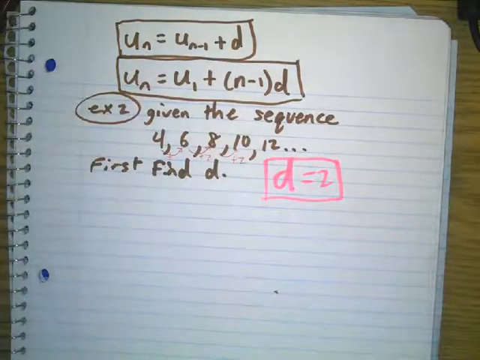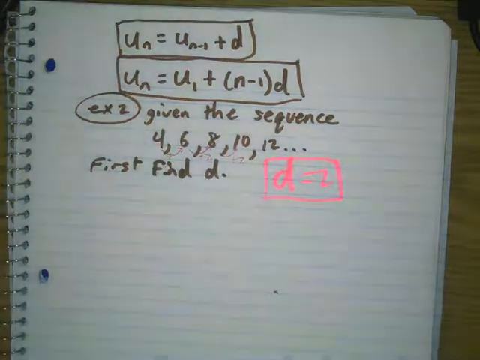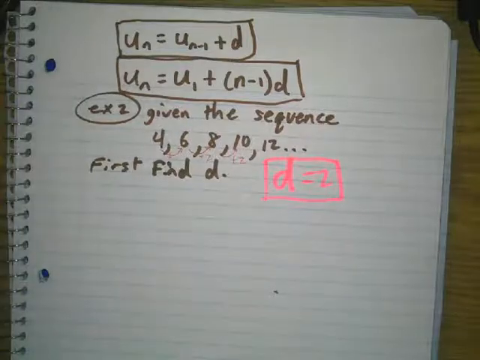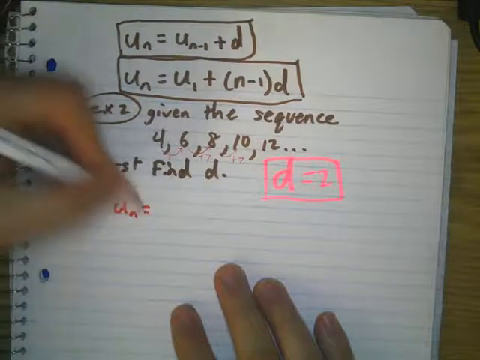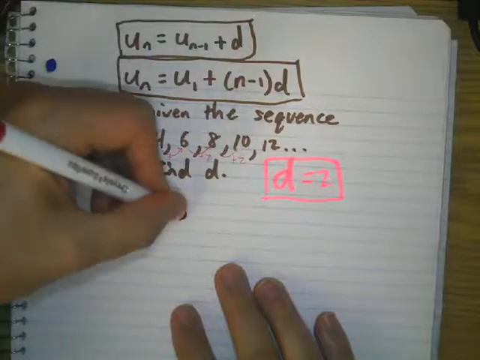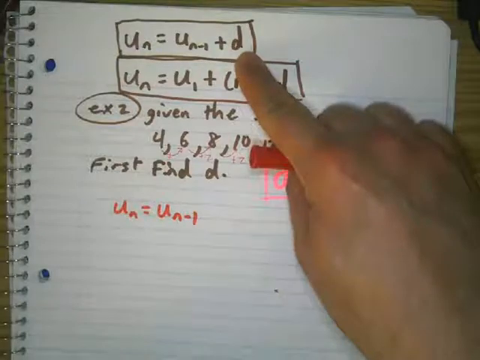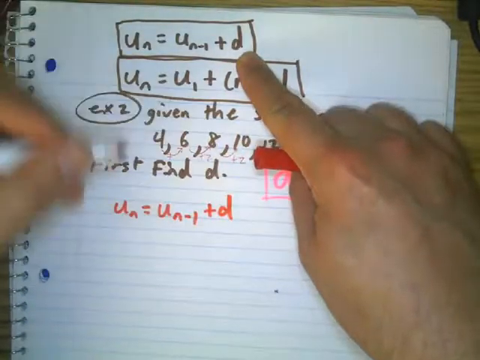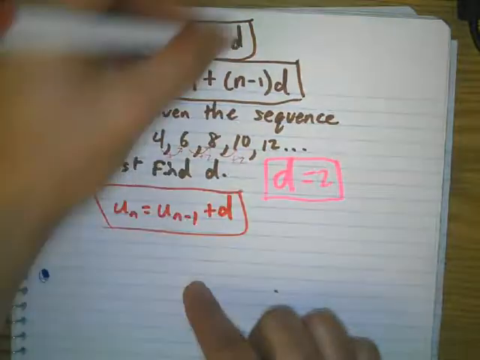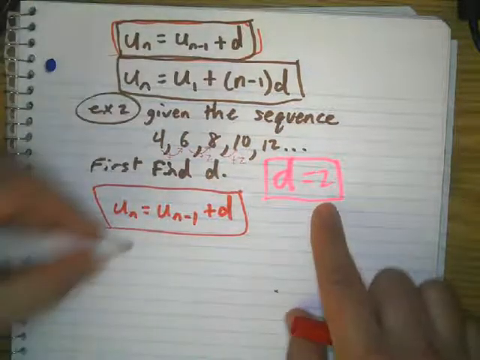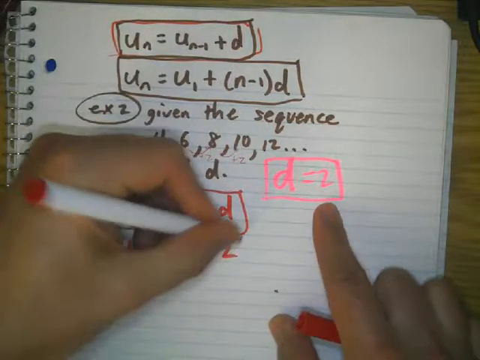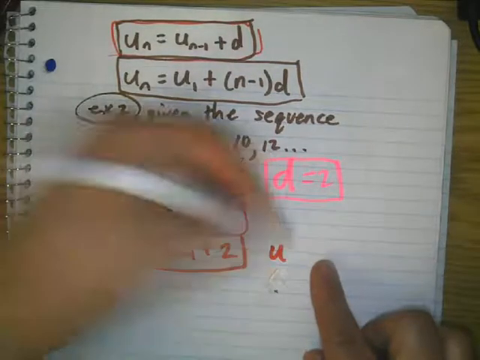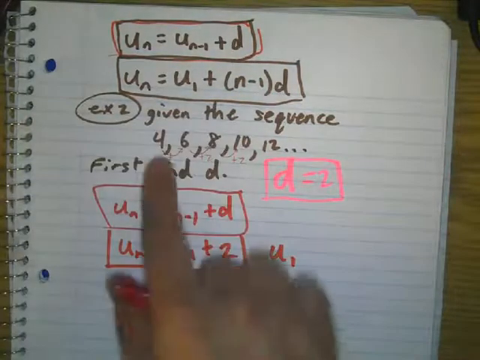Now, if I want to find the equation for this, we're going to say u sub n is equal to u sub n minus 1 plus the common difference, d, right? That's our equation that we're using from MathSpace here. And d we just said is 2, so u sub n is going to be equal to u sub n minus 1 plus 2. And we know that the first term, u sub 1, is equal to 4.